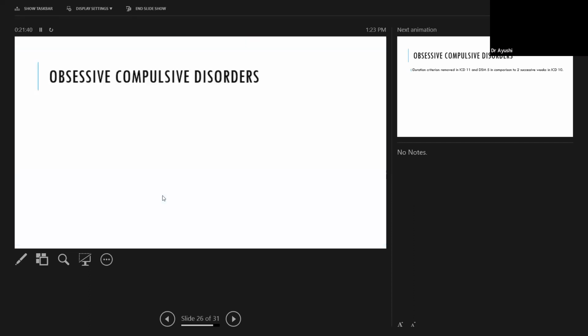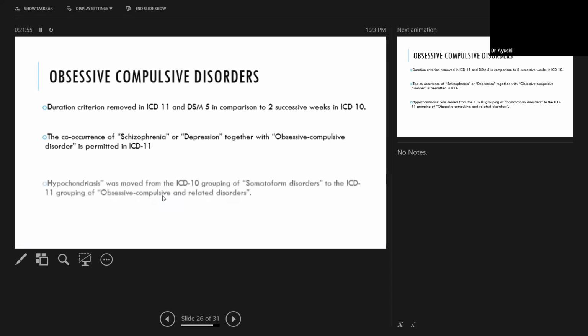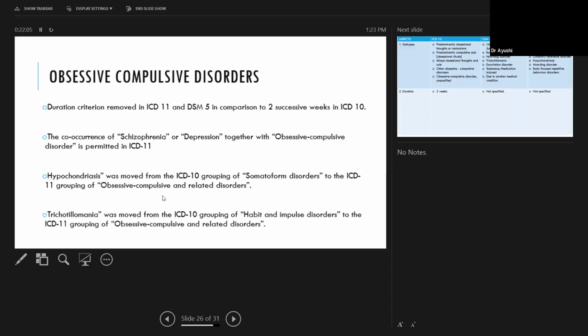Now, obsessive compulsive disorders. The duration criteria is removed in ICD-11 and DSM-5 in comparison to 2 weeks in ICD-10. The co-occurrence of schizophrenia or depression together with obsessive compulsive disorder is permitted in ICD-11. Hypochondriasis was moved from ICD-10's grouping of somatoform disorders to the ICD-11 grouping of obsessive compulsive and related disorders. And similarly, trichotillomania was moved from ICD-10 of habit and impulsive disorders to the ICD-11 grouping of obsessive compulsive and related disorders.